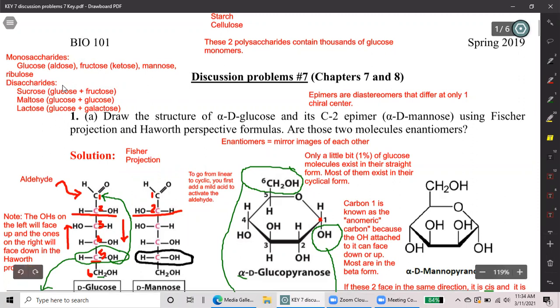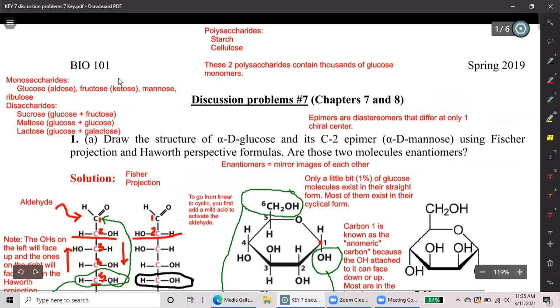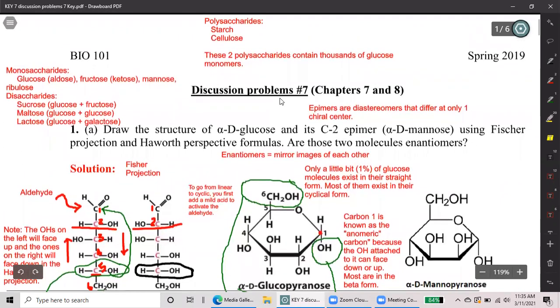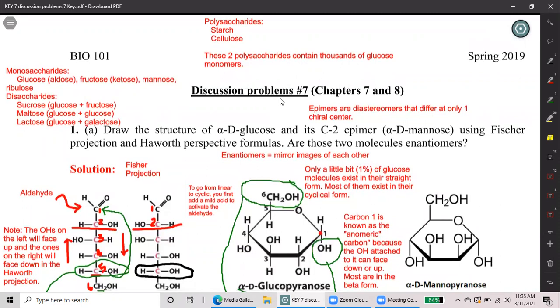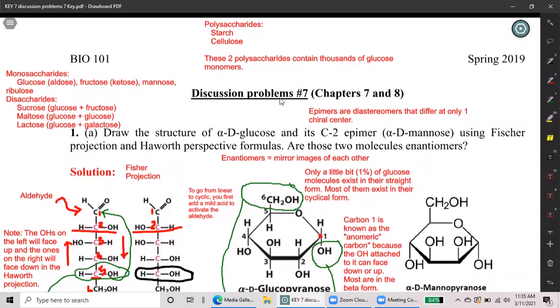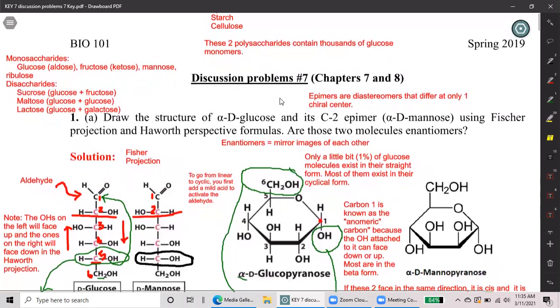And then we have some disaccharides that you should also practice drawing: sucrose, maltose, and lactose. And then what each one is composed of: a glucose and a fructose, a glucose and a glucose, a glucose and a galactose. So you should know how to draw these guys. And then we have polysaccharides, and that's when you have like thousands of glucose monomers with a few other things. So some of the most common ones are starch and cellulose.